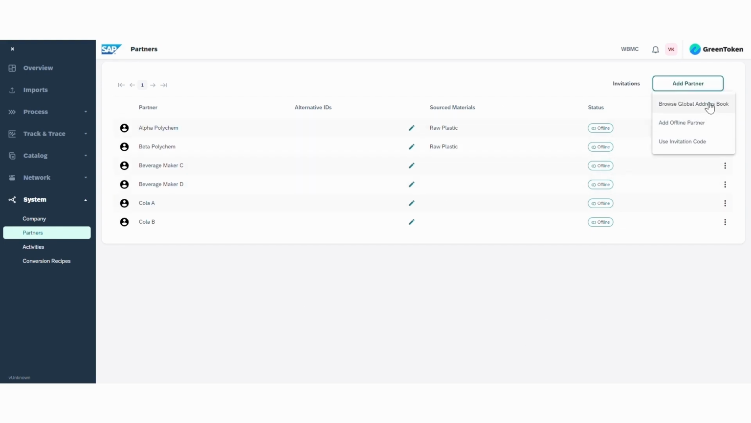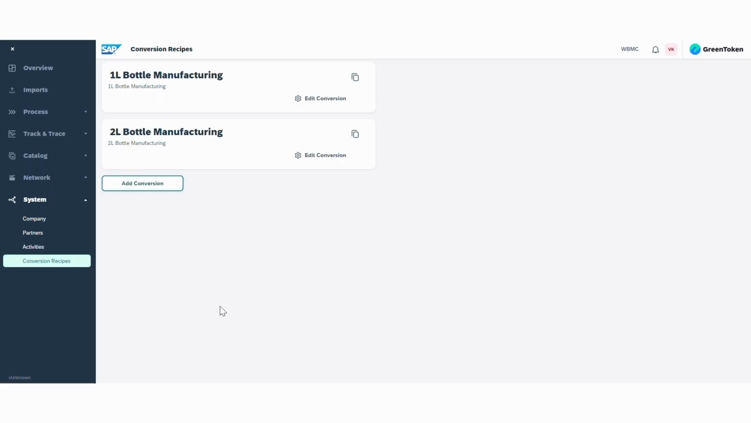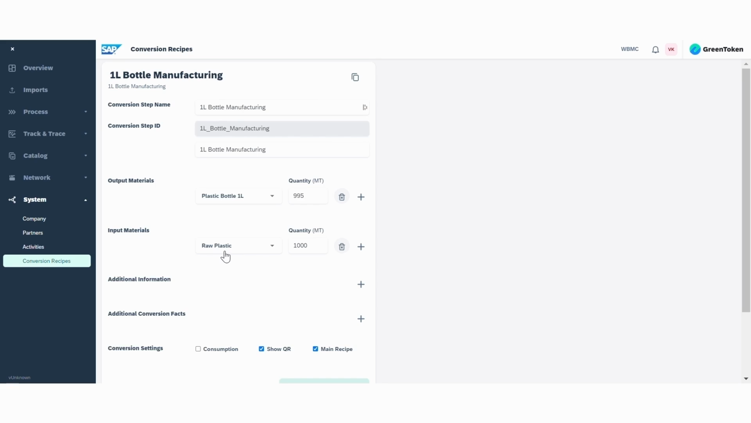They can be created using a global address book of existing Green Token customers, or added as an offline partner if they don't use Green Token. We can also maintain conversion recipes in Green Token, and these indicate how to convert a raw material into a finished good. In this case, we have defined 1,000 metric tons of raw plastic yields us 995 metric tons of the 1 liter plastic bottle product. There is usually a certain amount of yield loss in the manufacturing process, and that can be modeled here.